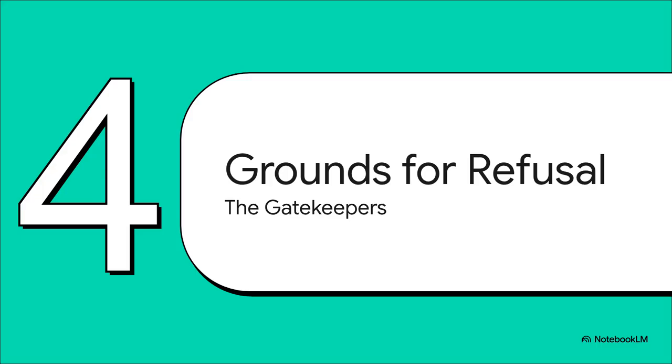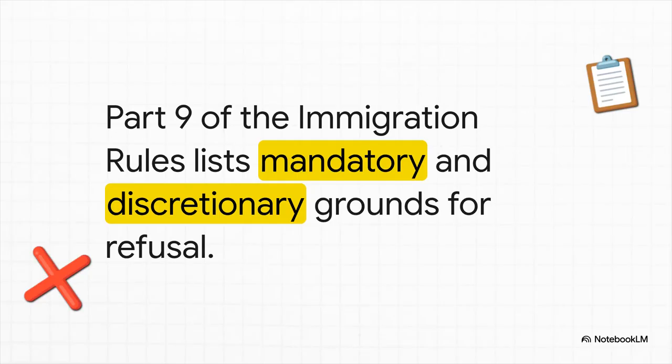So, let's say you've made it past those first hurdles. You've submitted a valid application. But now you have to face the gatekeepers. Every single case is checked against a master list of reasons for refusal to see if you're actually suitable to be allowed in. And this master checklist, it's found in Part 9 of the rules. It splits all the reasons for refusal into 2 really critical types: mandatory grounds, where the decision maker must say no, and discretionary grounds, where they have a bit of a choice.